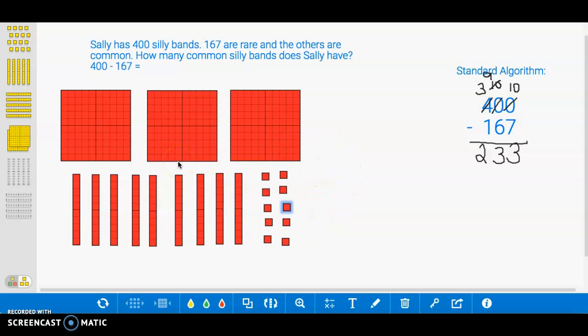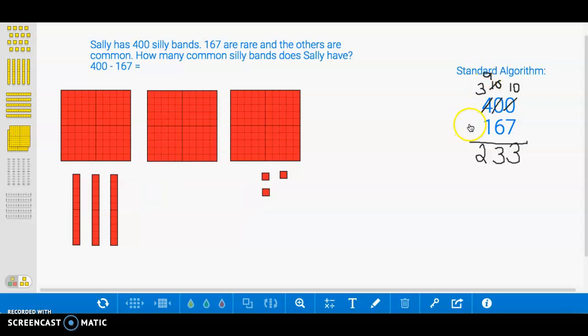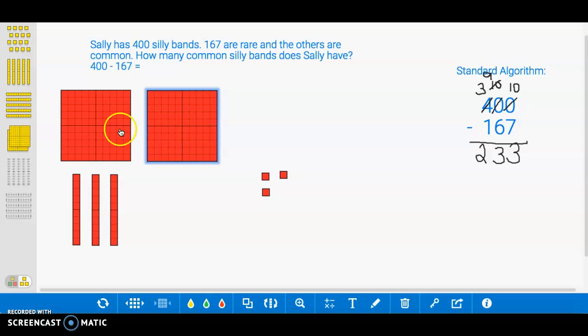With our 10 ones, I will now take away 7 of them. With our 9 tens, we will now take away 6 tens. Now we'll do our 3 minus 1, so we will take away 1 of the 100s. This leaves us with 2 100s, or 200, 3 tens, or 30, and 3 ones. So our answers for the base 10 and the standard algorithm are both 233.